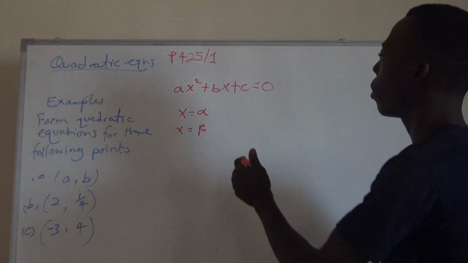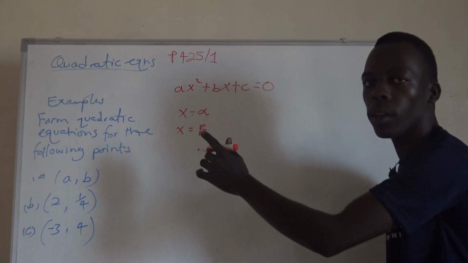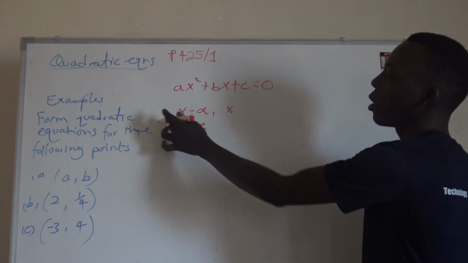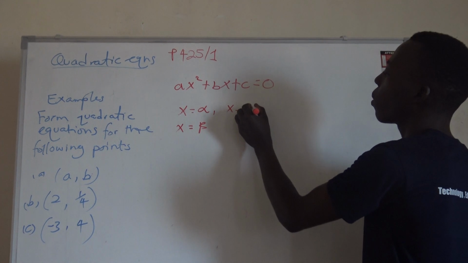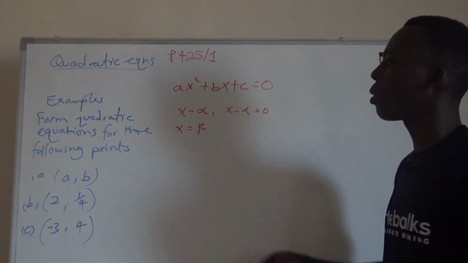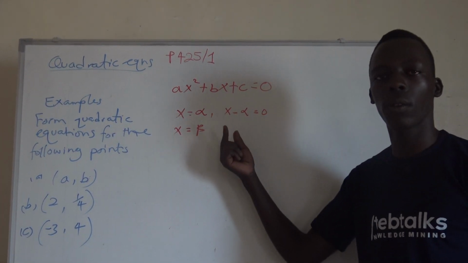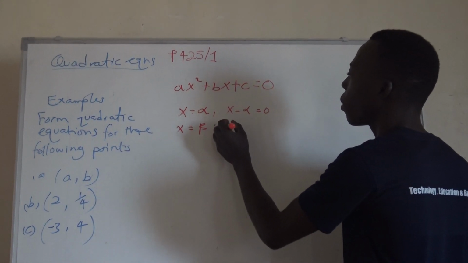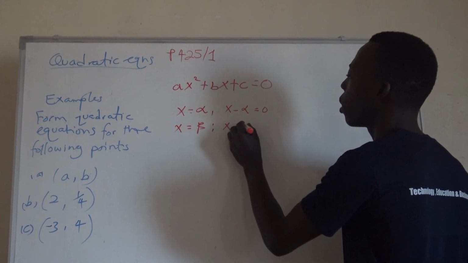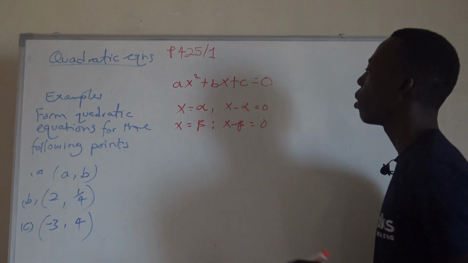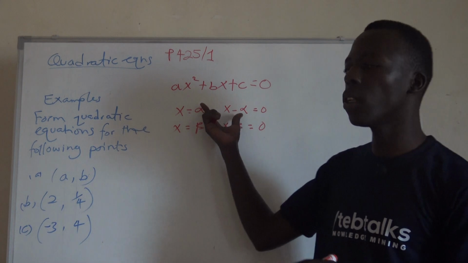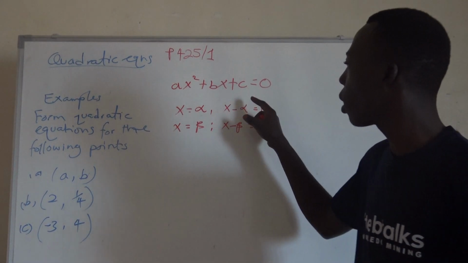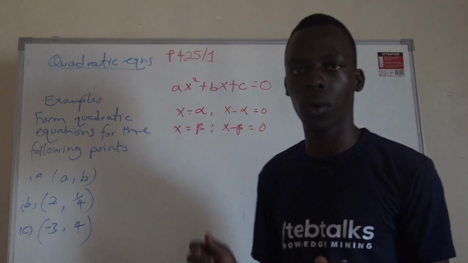Since x is equal to alpha, we bring this alpha to the other side, which becomes x minus alpha equal to 0. Also what we have done on alpha, we do also on beta. So this one becomes x minus beta equal to 0. So we have this point and this point. All of them are in the form of x, like now we are taking alpha and beta as constants.